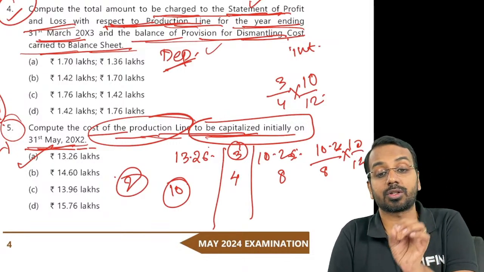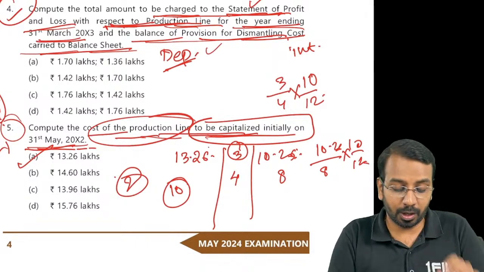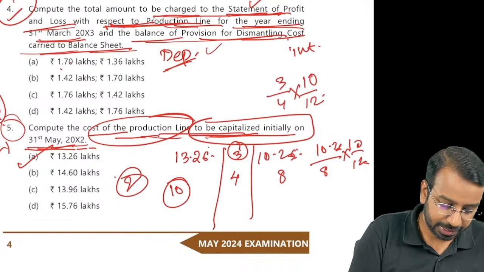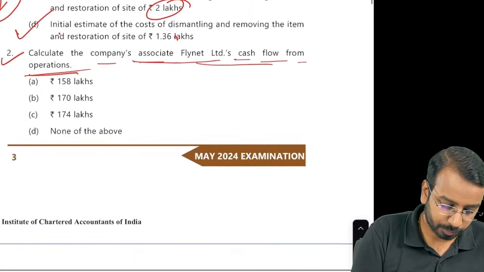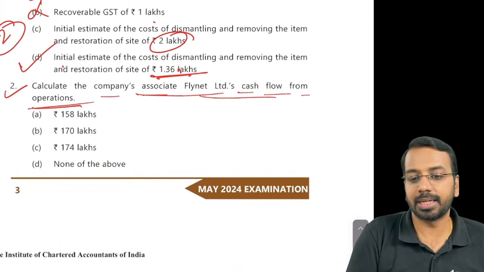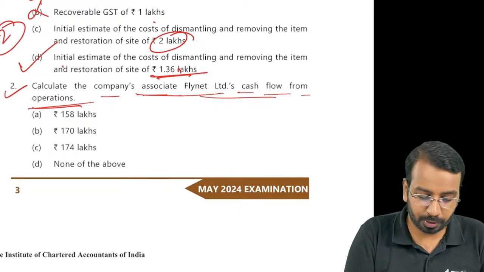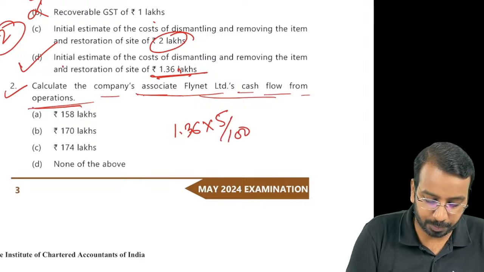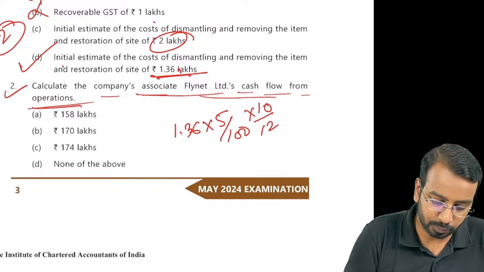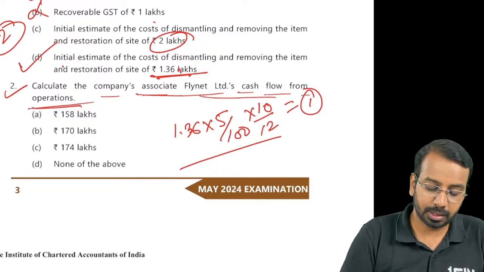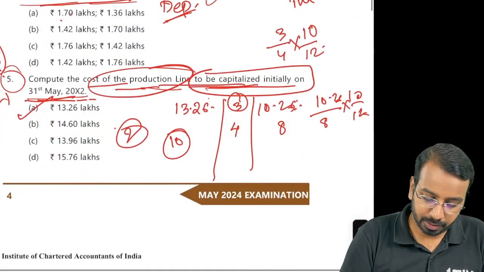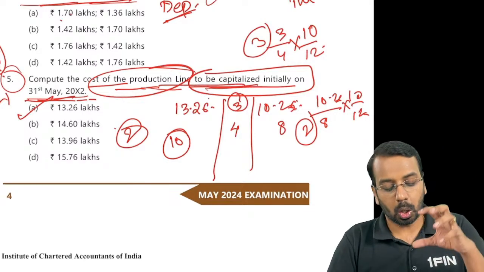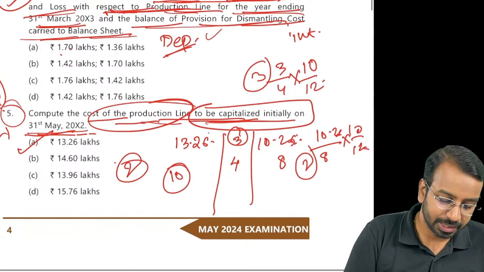But your answer should not stop there. Your answer should also include the interest part. Interest on what? Interest on 1.36 lakhs. Now what is the interest on 1.36 lakh? 1.36 lakhs into 5 by 100, 5% into 10 months divided by 12. So this is one part. Then this is the second part of depreciation, and this is the third part which is related to depreciation. All of this you should calculate, and you should say, okay, this is the total amount.